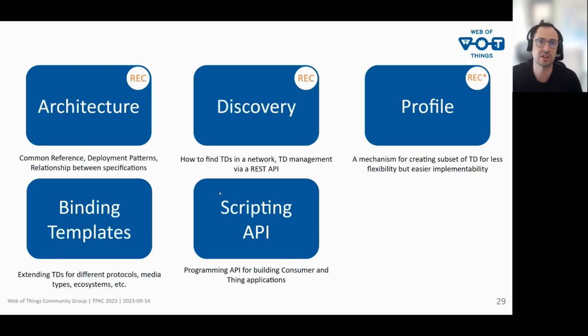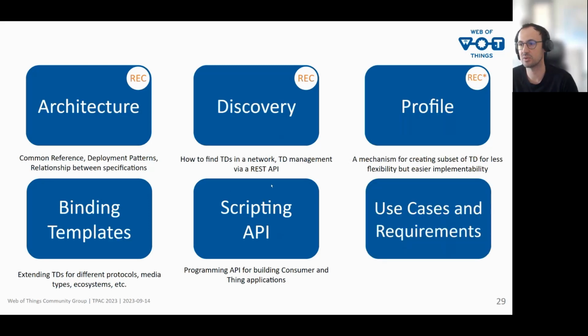It uses the concepts from the architecture to define, for example, what it means to expose a thing, meaning publishing a thing description, and what it means to consume a thing, meaning reading a thing description and interacting with it. So there's finally also the use cases and requirements document, and this document is very important, even though it's not a recommendation document, because from there we take all the requirements that we are going to put back in the specification itself.